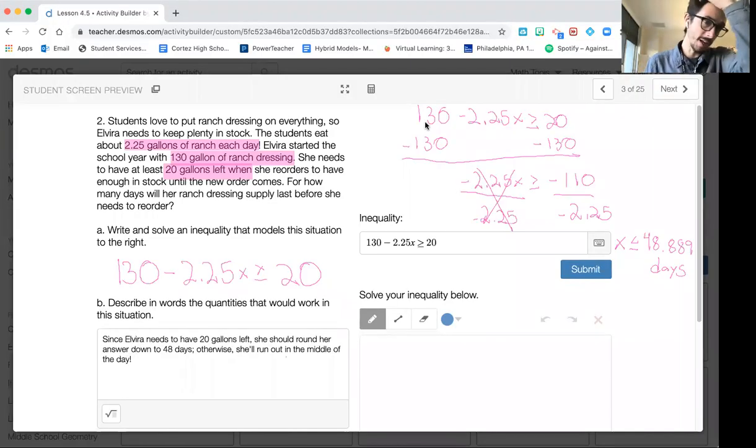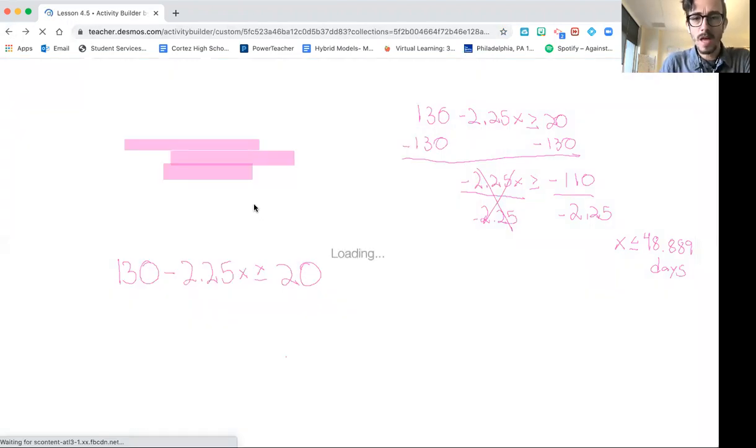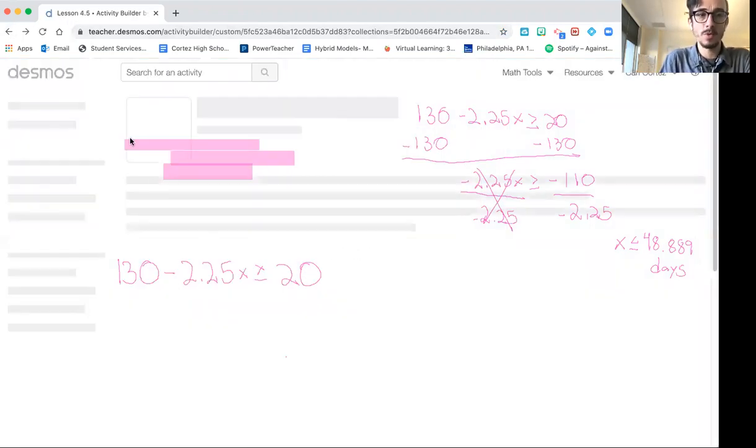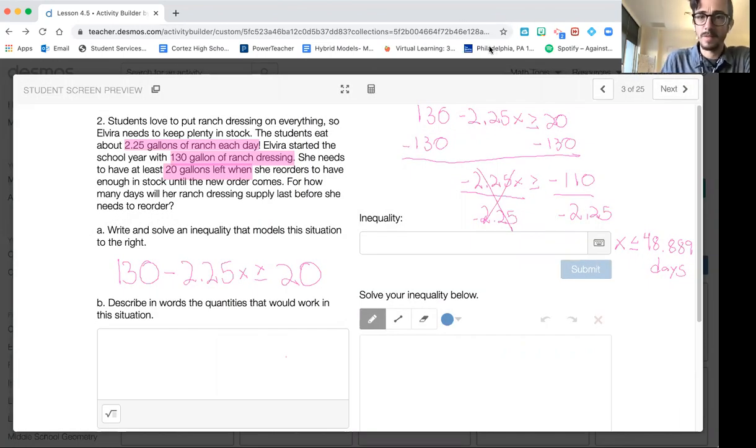I've got everything here that I think you need. Elvira has to deal now with the amount of ranch that's left over. Sorry about that. And so this is all based around 130 gallons and then deducting 2.5 gallons per serving. So I have 130, I'm deducting 2.5x. And since we need at least 20 gallons left, all of this needs to be greater than or equal to 20. If you solve this, again, two-step inequality, you're subtracting at first and then dividing.